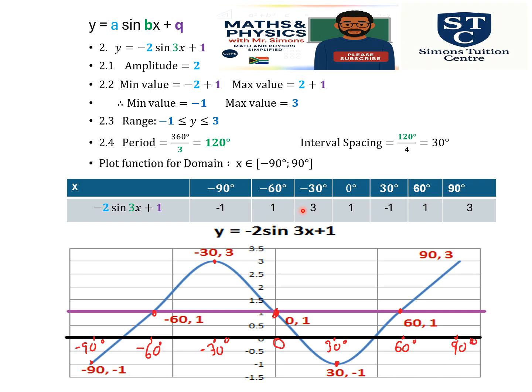From there, if we plot, the graph moves 1 unit up. So first coordinate, 0 and 1. 30 and minus 1. 60 and 1. 90 and 3. Come this side: minus 30 and 3. Minus 60 and 1, and minus 90 and minus 1. And there's the shape of my graph done. I hope you follow.